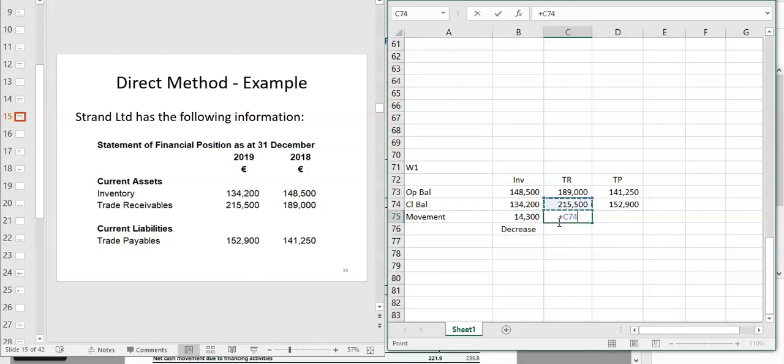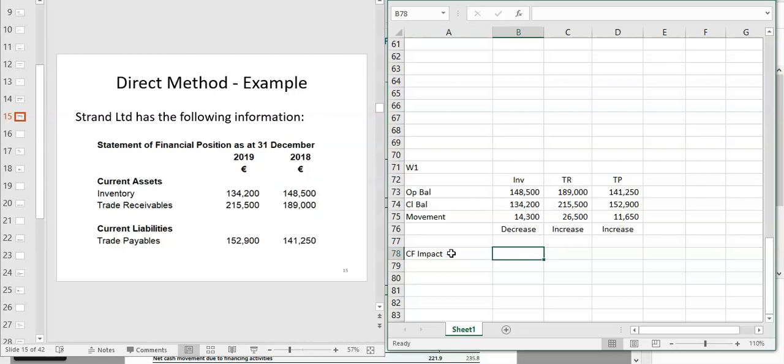In this case, it's an increase of trade receivables of 26.5, and it's an increase of trade payables of 11.6. Now, the key point here is when you calculate the movements, we now need to know the cash flow impact. So what we need to think about is, is an increase in inventory good or bad for cash flows? Is an increase in trade receivables good or bad for cash flows? What is the impact on cash and cash equivalents?